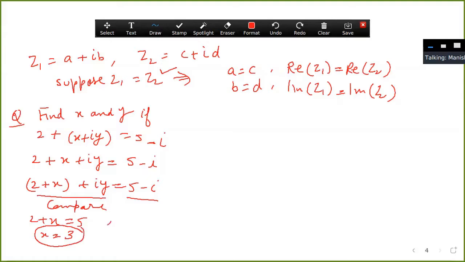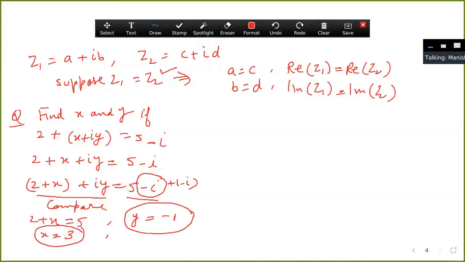And the imaginary part, y. Here is the plus sign, and here is the minus of iota. It means that when you compare, this is plus into minus iota. So y will be equal to minus 1. You can compare it. y will be equal to minus 1.